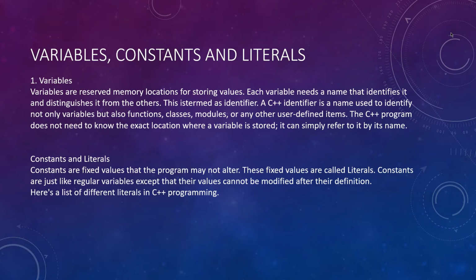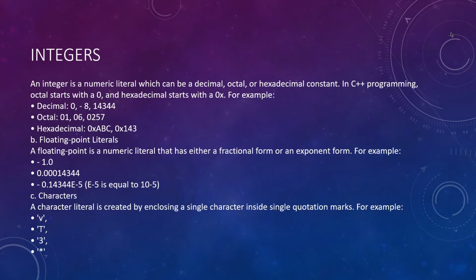Constants and literals. Constants are fixed values that the program may not alter. These fixed values are called literals. Constants are just like regular variables except that their values cannot be modified after their definition. Here's a list of different literals in C++ programming. Integer. An integer is a numeric literal which can be a decimal, octal, or hexadecimal constant.